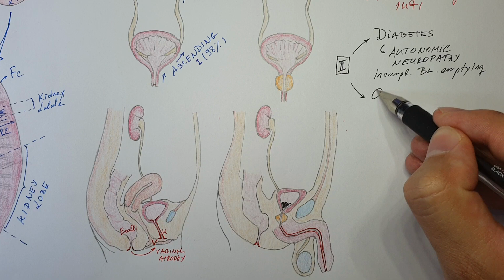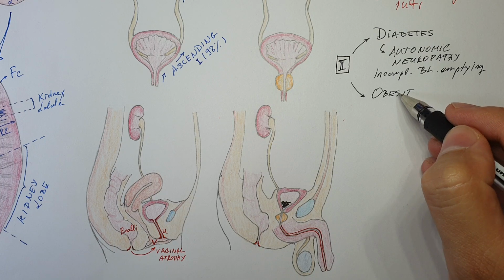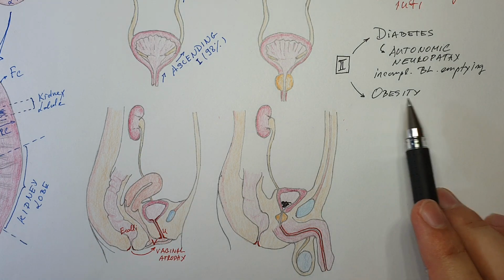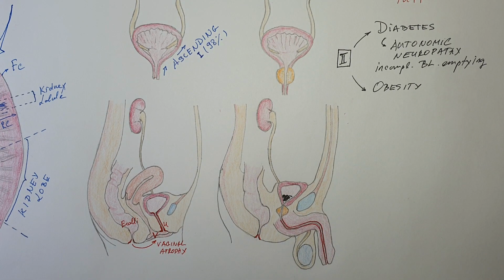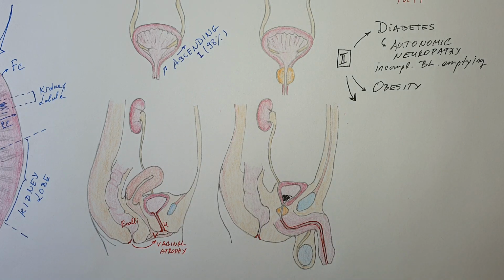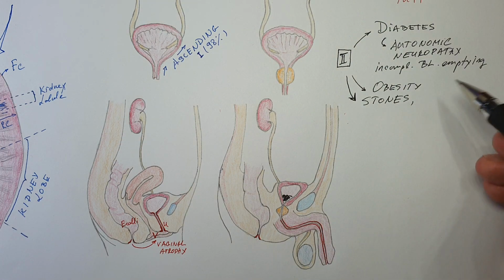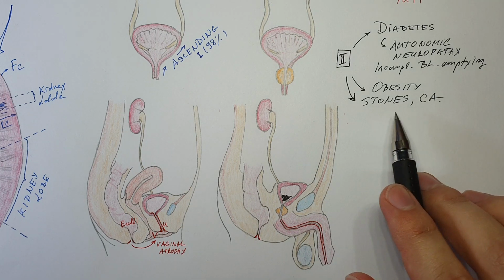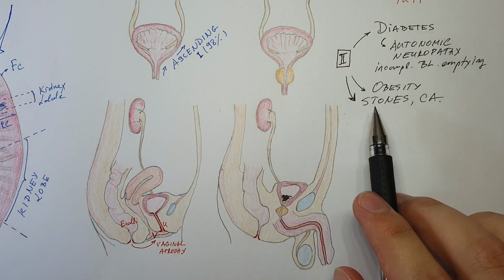Also, obesity. Obesity also lowers our immune response and predisposes us to urinary tract infection. Then a very important risk factor is if there are foreign bodies in our urinary tract, for example stones and catheters. Stones are foreign bodies that form in our urinary tract, and they are good surfaces for bacteria to colonize.